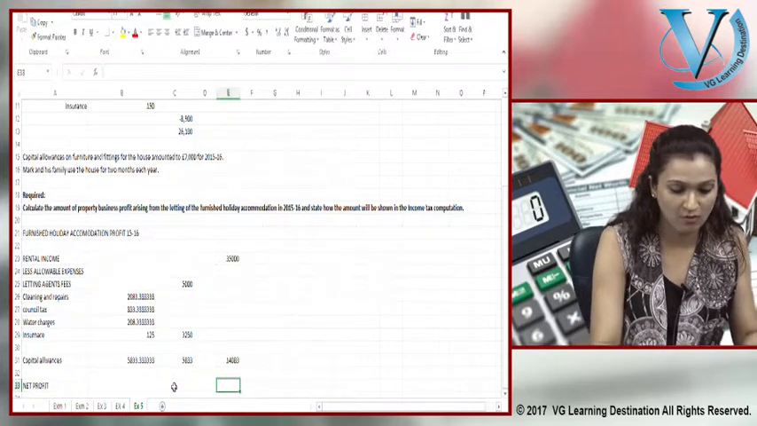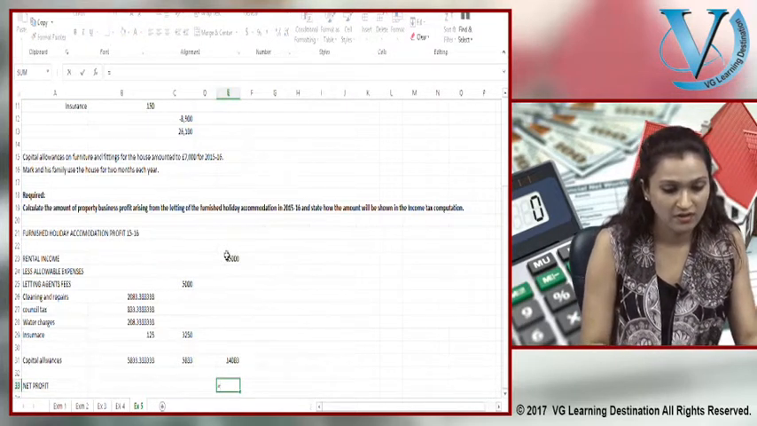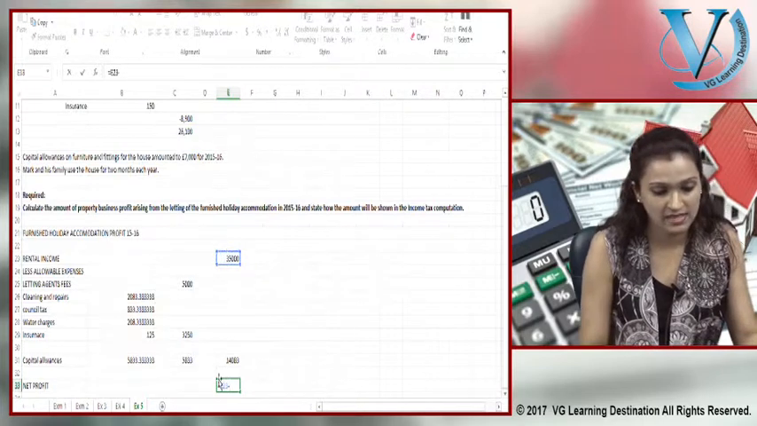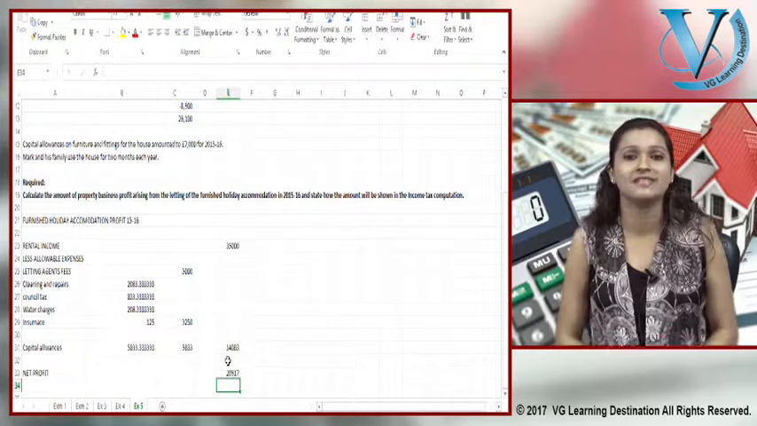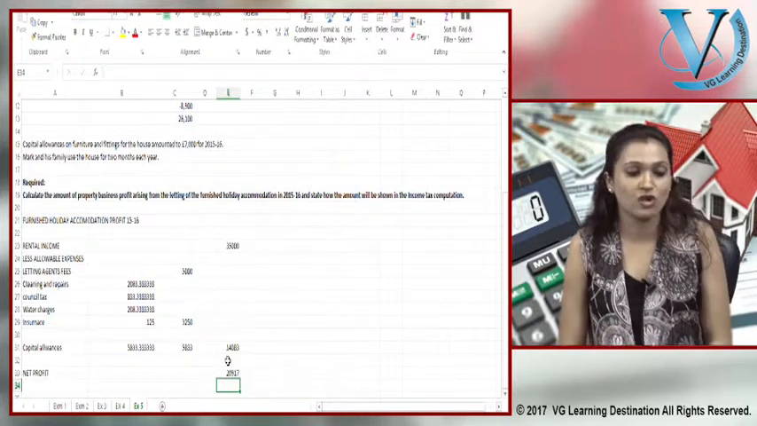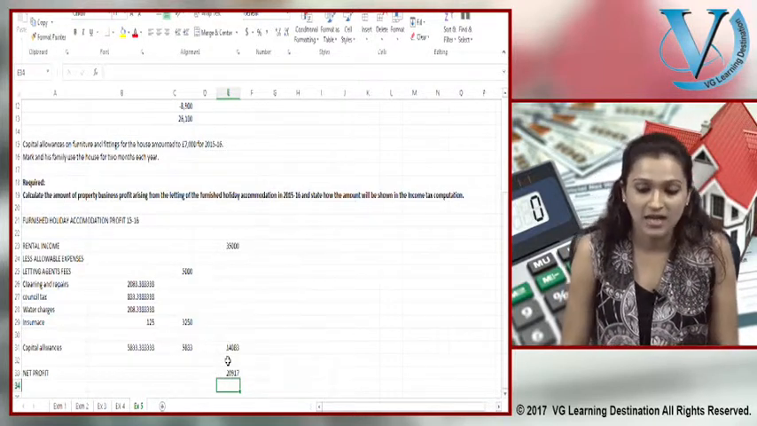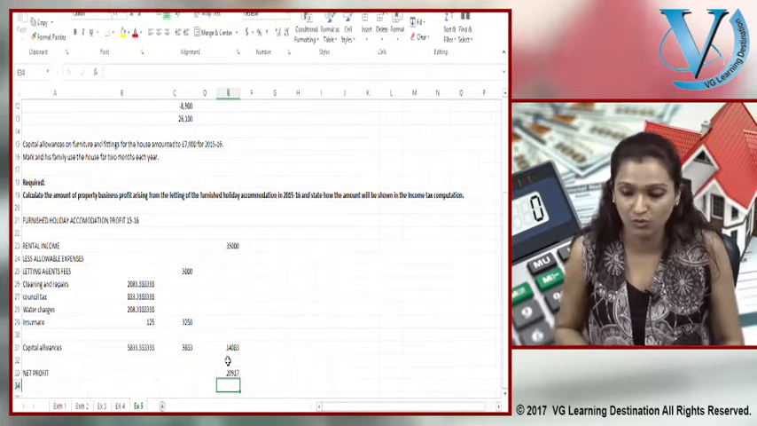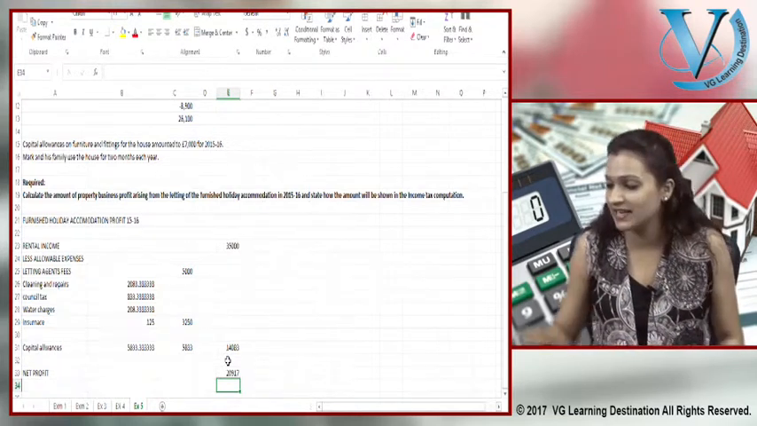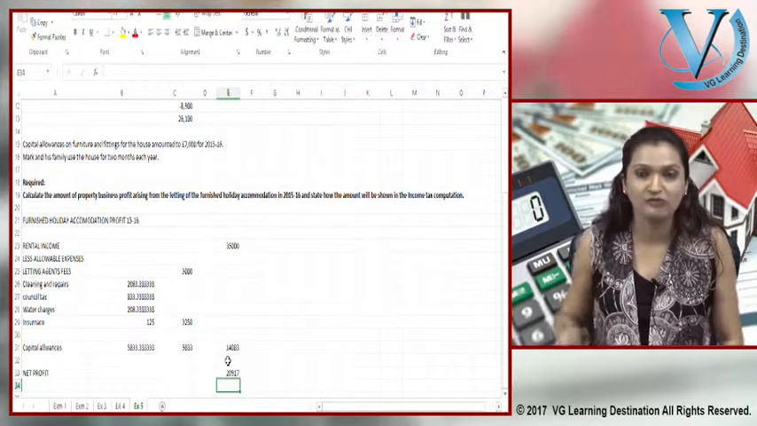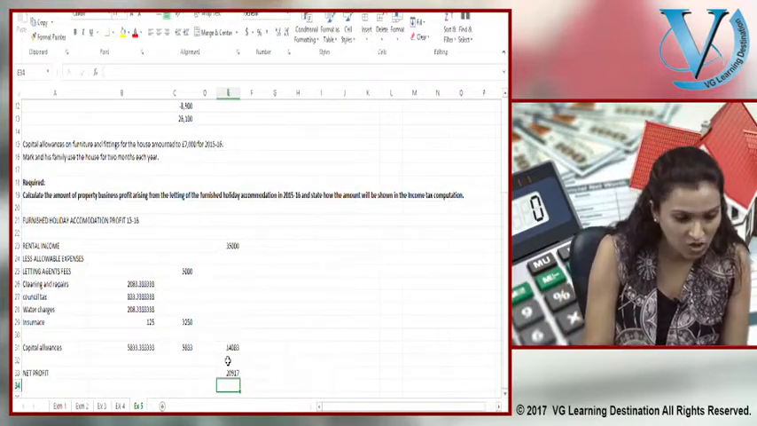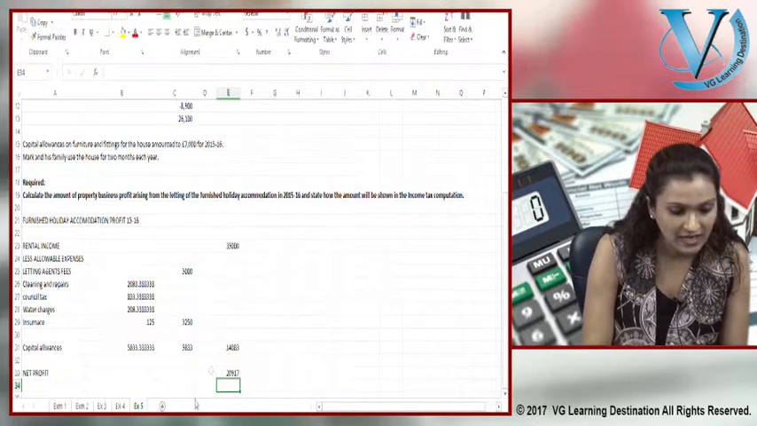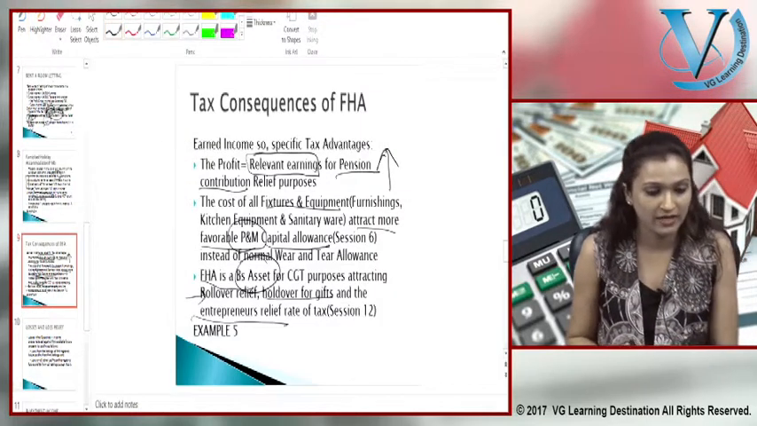Net profit of how much? Net profit of rental income minus expenses and capital allowances comes out to be 20,917 pounds. So very clearly we've seen how the calculation for furnished holiday accommodation works, and the net profit is what you need to calculate.